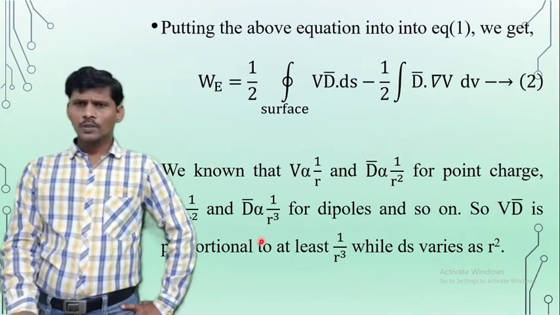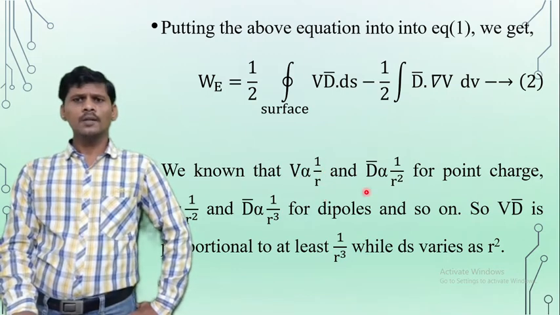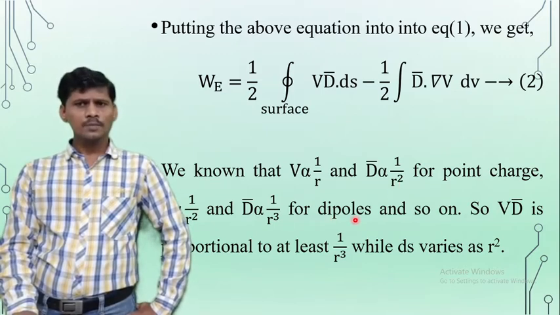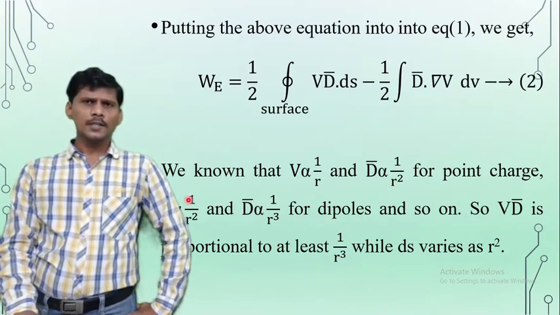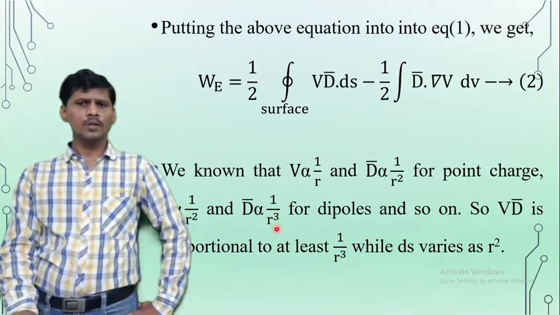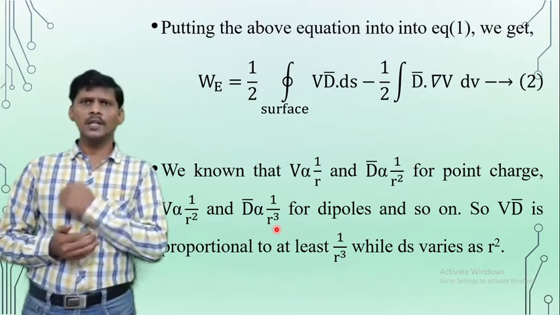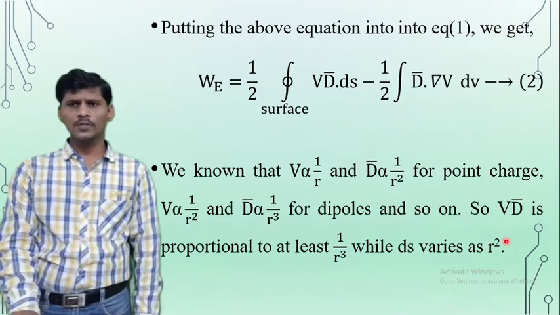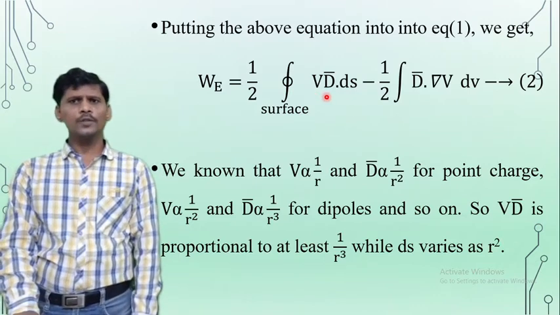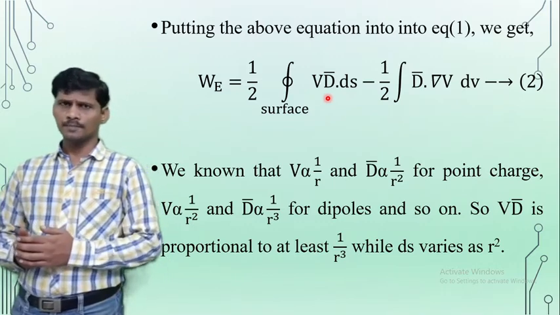Okay, so we know that for point charges, the potential is directly proportional to 1 by r, and the flux density is directly proportional to 1 by r square. For the dipole, the potential is directly proportional to 1 by r square, and electric flux density is directly proportional to 1 by r cube. So in the first term, V into d bar is there. Now we take the product of V into d bar.